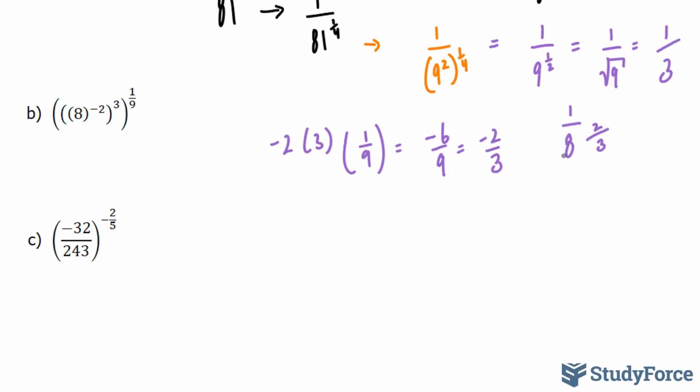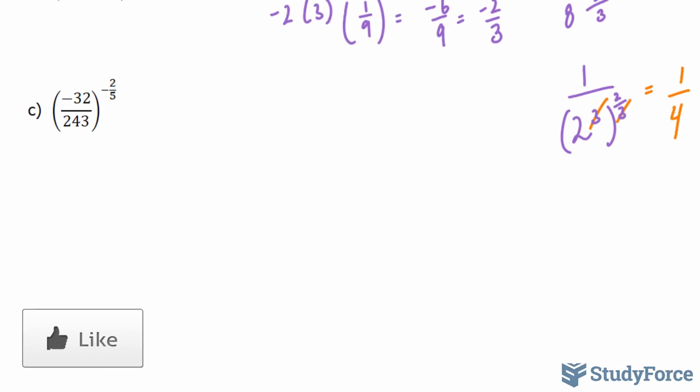I can break this 8 down to 2 to the power of 3, because 2 to the power of 3 is the same thing as 8. So what I have is 2 to the power of 3, to the power of 2 over 3. 3 times 2 over 3, the 3's cancel, and you're left with 1 over 4, because 2 to the power of 2 is 4. Lastly, we have, in part C, negative 32 over 243 as our base to the power of negative 2 over 5.